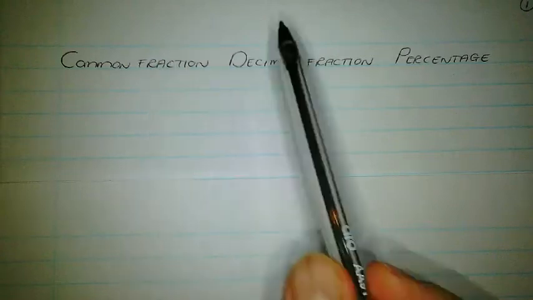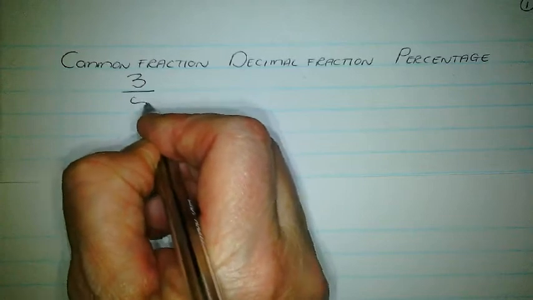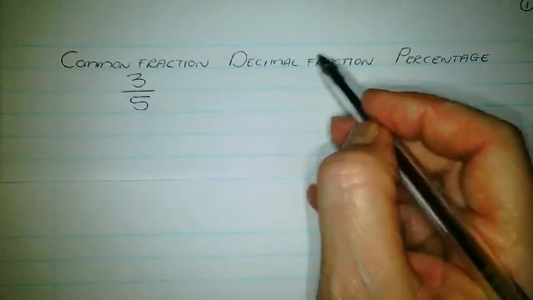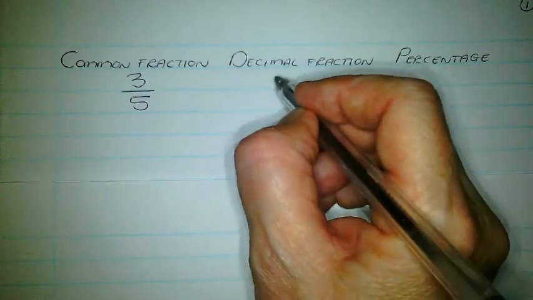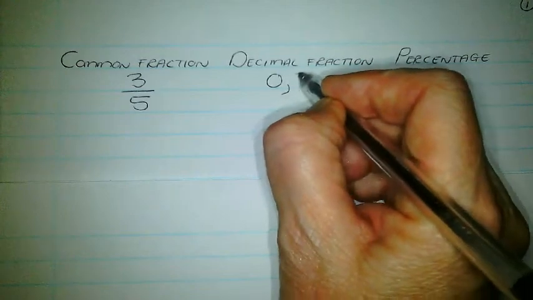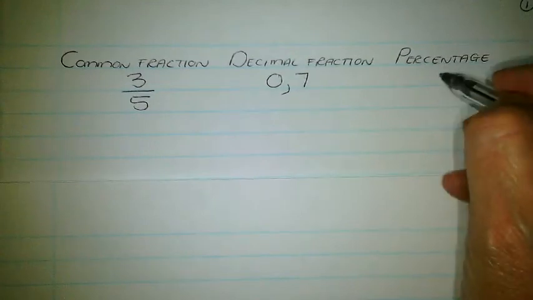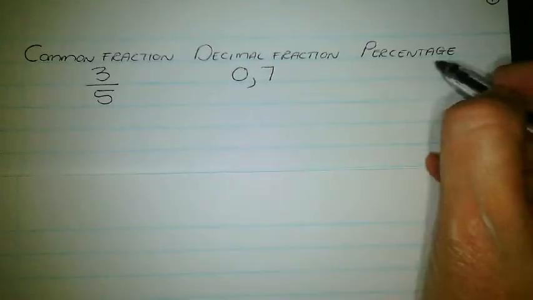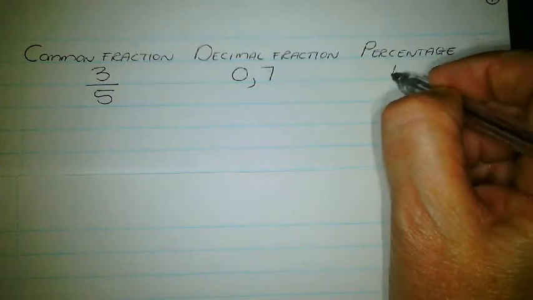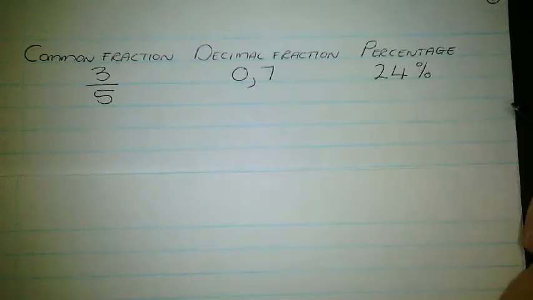Now, if you think back to the common fraction, the way you can recognize the common fraction is when you have a numerator and a denominator. For example, 3/5. Okay, then the decimal fraction, the way you're going to identify the decimal fraction is when you see the comma. For example, 0,7. Okay, and then the percentage, there is a specific sign that will indicate that it's a percentage, and we can look at 24%. So this sign is going to tell you it's a percentage.